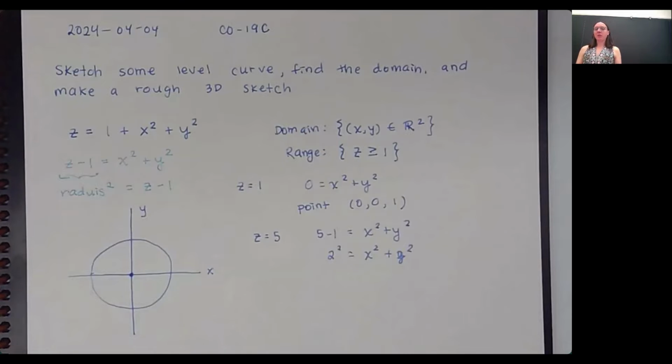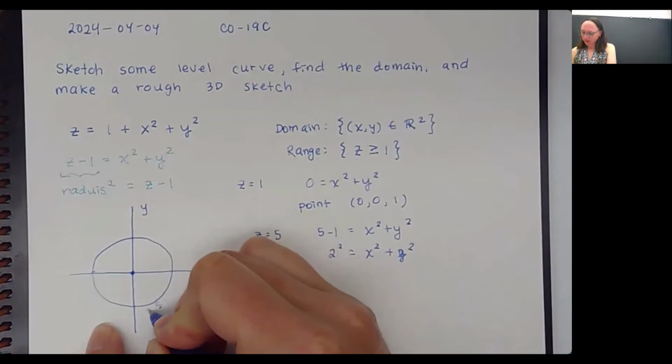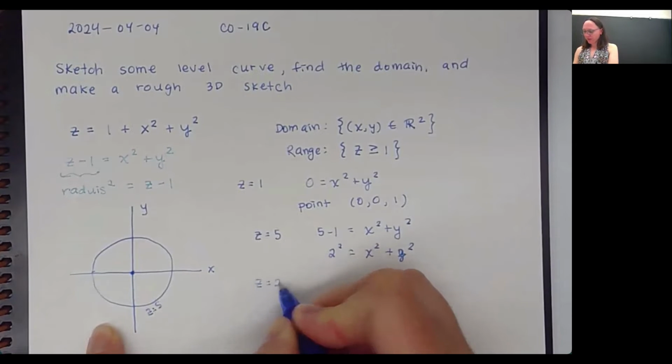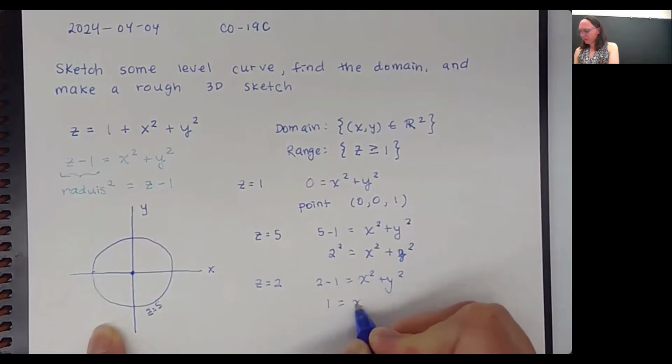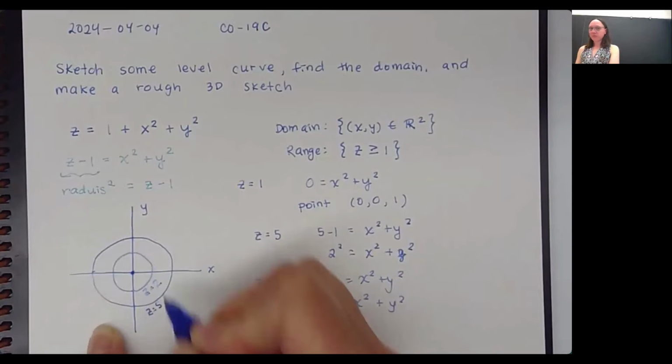When I'm labeling that level curve, because I'm drawing it in 2 dimensions right now, our usual notation is to write it like we were reading a topographical map. So I give the height here, and that height was at z equals 5. If I chose a height of z equals 2, then I'd have 2 minus 1 is equal to x squared plus y squared, and I would have a circle of radius 1. So that was at a height of z equals 2. That's if it's in 3D.